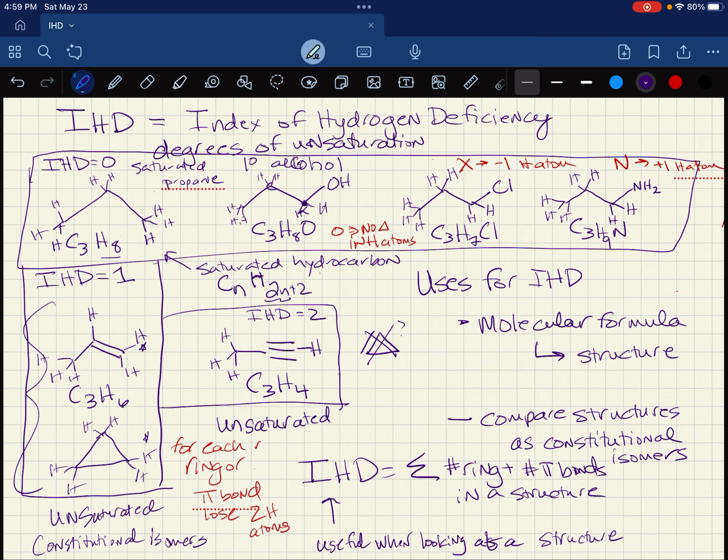So because of these patterns, we can come up with a mathematical formula to determine IHD from a molecular formula. It's pretty easy to just count rings and pi bonds when we're looking at structures. But where this really gets useful is if we have a molecular formula, we can use IHD to help us more easily draw viable structures. This, along with the concept of functional groups, will really help us.